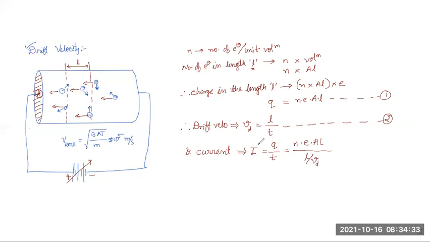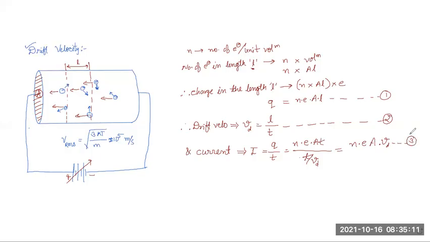We can say that this time can be represented as length divided by the drift velocity. So we now have the value of current in terms of charge and the drift velocity, and we can straightaway cancel this L with this L, which results in N E A into V suffix D. This is our basic main equation 3.